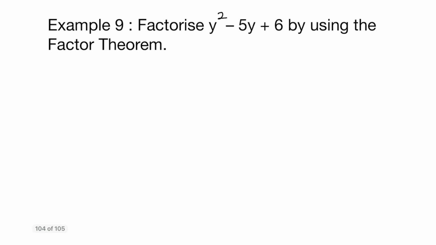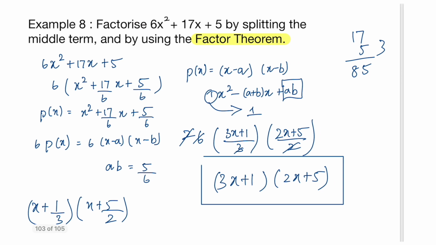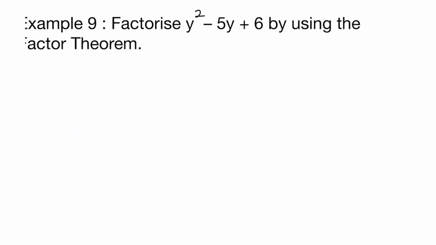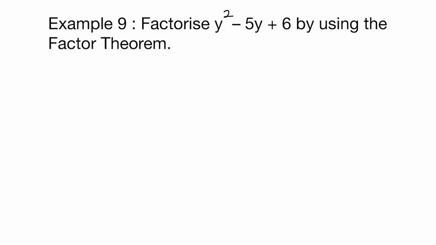In the previous video we solved a factorization problem using the factor theorem, right? This is going to be similar to that, but in the previous question that wasn't a really good example for the factor theorem, so it took a very long time to solve. In this case it's going to be quite simpler and it will probably get you a lot more familiarized with the factor theorem method. Let me just read the question for you first. Factorize y squared minus 5y plus 6 using the factor theorem.